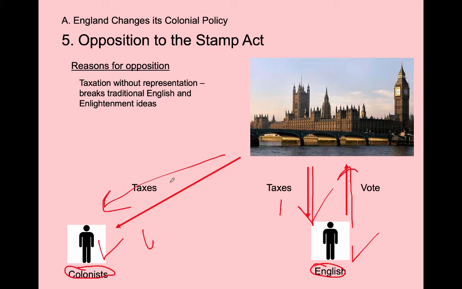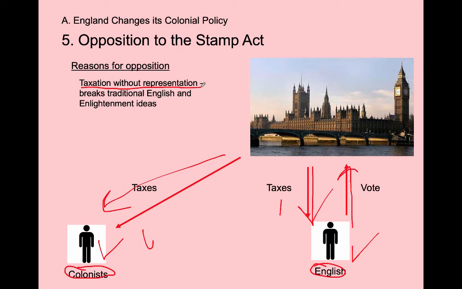And so this is taking away a cherished British right, the right to taxation with representation. You can control the government. And so we start to see people in the Americas use that famous phrase, no taxation without representation. And now we understand what that means, right? People think that their rights are being taken away.